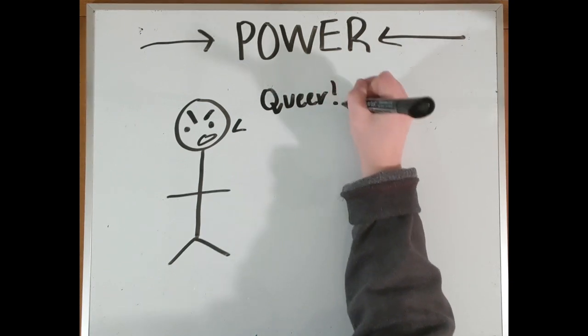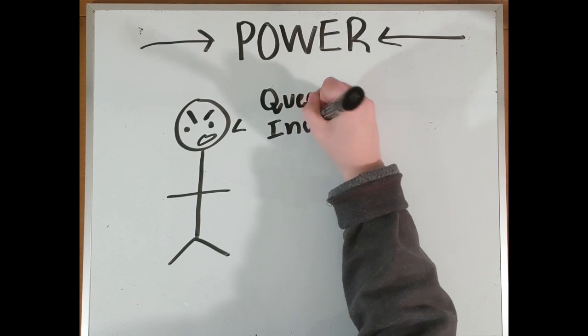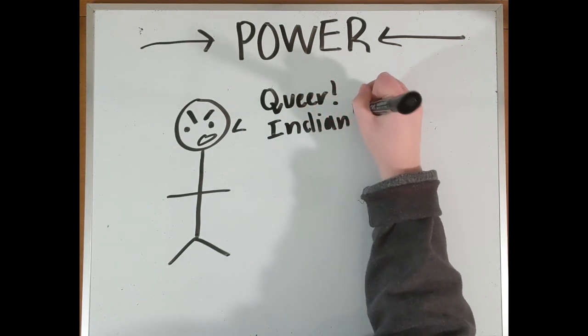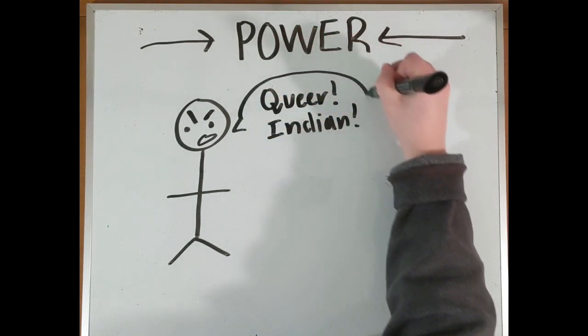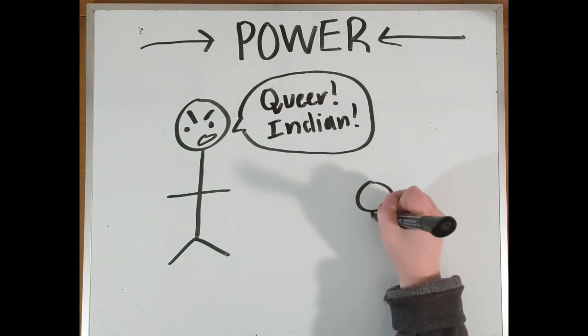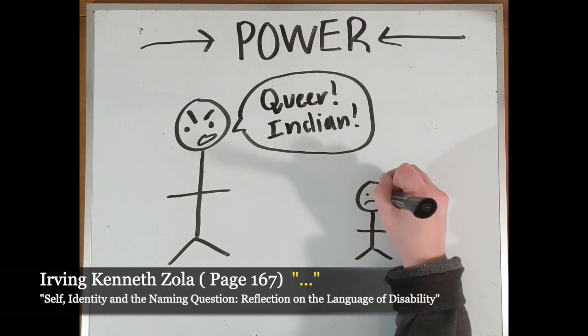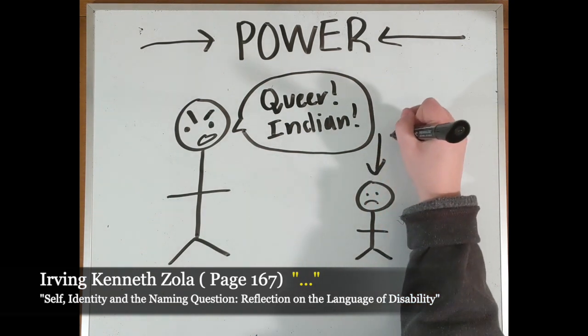lesser people. It is not hard to find instances in history where language has been used to perpetuate a power dynamic between two groups. Some common examples are queer for the LGBTQ+ community and Indian for indigenous groups. When trying to gain more control over their lives, minority groups target the issue of naming as their first battleground.